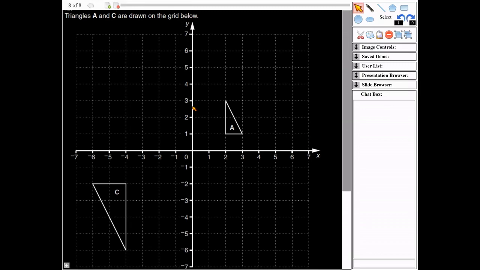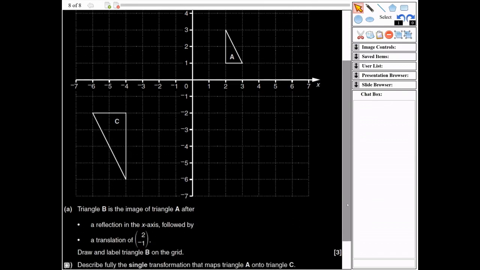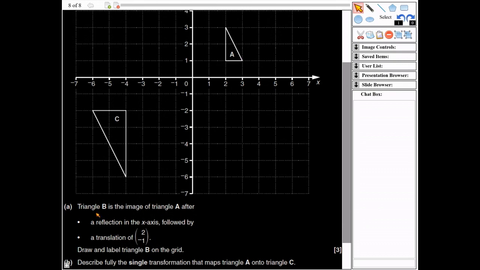Okay, so let's finish everything off by looking at a question. It says triangles A and C are drawn on the grid below. So we've got our triangle A, our triangle C. I have to scroll down so we can see what's going on here. Then it says triangle B is the image of triangle A after a reflection in the x-axis, followed by a translation of 2, -1. So we've got to do two things, starting with triangle A, to work out where triangle B is going to be.